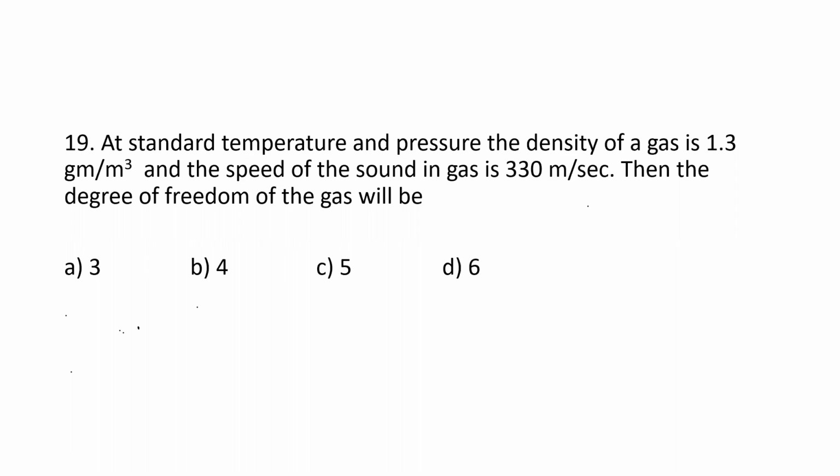Next question. At standard temperature and pressure, the density of a gas is 1.3 gram per meter cube, and the speed of sound in the gas is 330 meter per second. Then the degree of freedom of the gas will be. So we need to calculate the degree of freedom of the gas. They have given the speed value here, right?